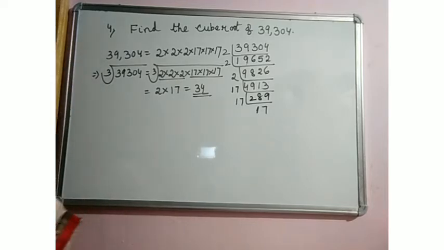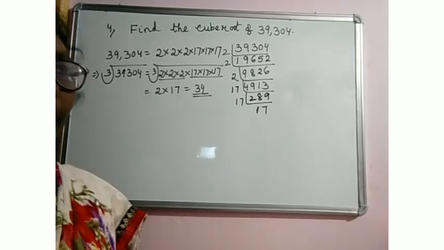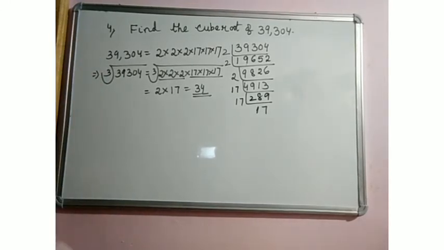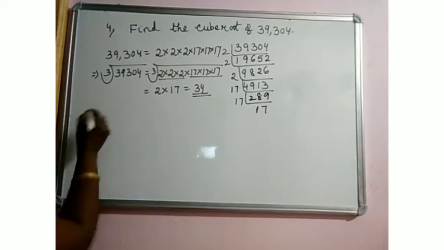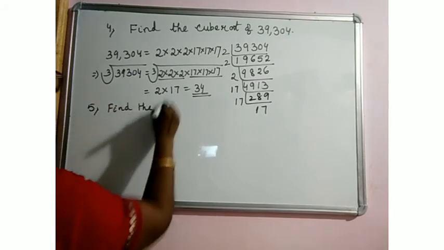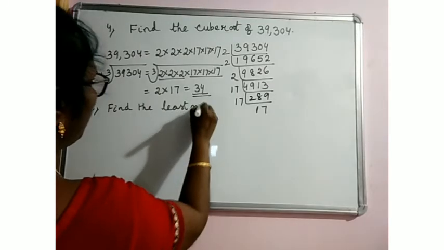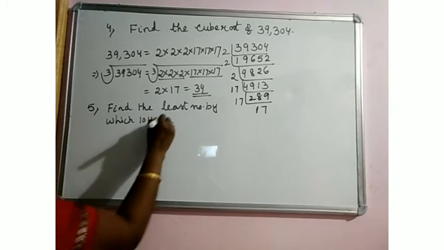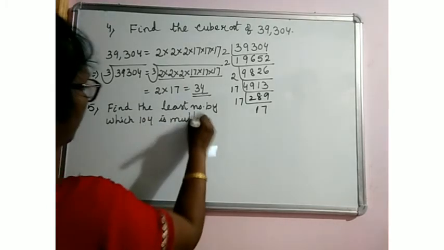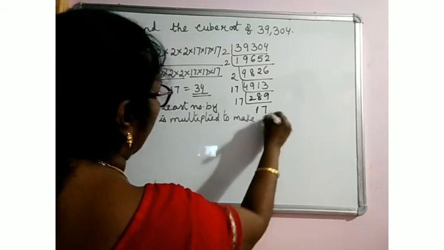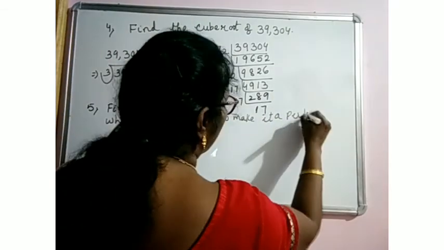Now let me explain a simple problem based on this. The problem is like this: what is the least number by which a given number is multiplied to make it a perfect cube? Let me explain. So your fifth question is, find the least number by which 104 is multiplied to make it a perfect cube.